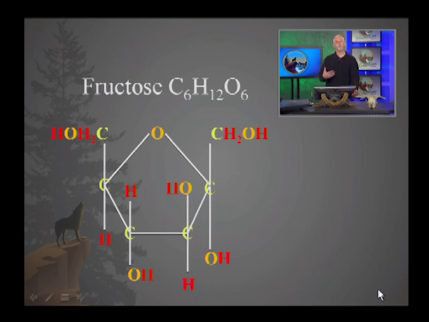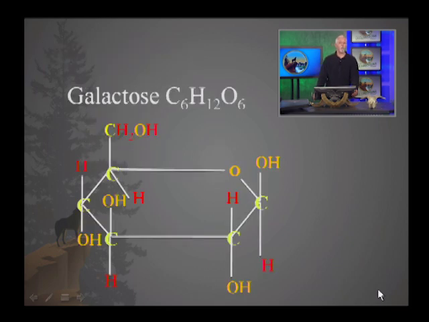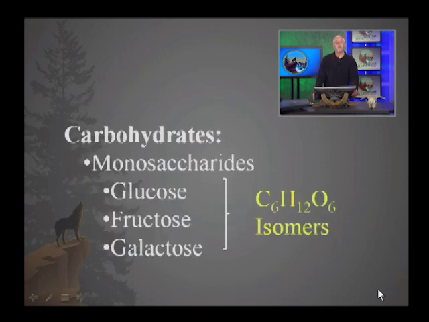Now fructose has exactly the same chemical formula, C6H12O6, but it has a different structural formula, a different physical shape to it. So fructose is a distinct and different carbohydrate. Galactose would be another monosaccharide that also has the same chemical formula, C6H12O6, but again, a distinct structural formula, similar to glucose, but not identical to glucose. And when we have the same chemical formula but different structural formulas, we call those types of molecules isomers.